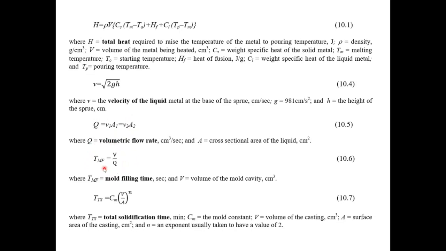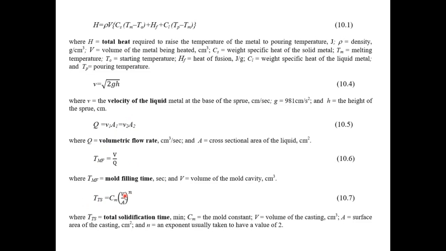The next equation makes it possible for us to compute the time needed for filling the mold, TMF, mold filling time. It is a function of the volume of the liquid material divided by the volumetric flow rate, which is computed up here. And then we have another equation that is used for computation of the total solidification time, TTS, and that is a function of Cm, the mold constant. The mold constant is a constant value. Its value depends on the properties of the mold and the molten material.